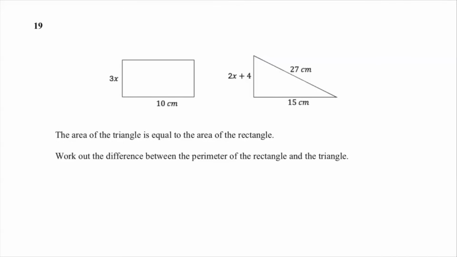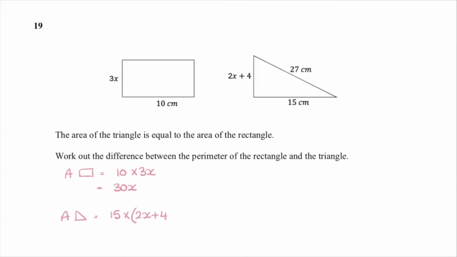So the first line is what is going to help me. They're saying that the area of the triangle is equal to the area of the rectangle. Now, the area of the rectangle is base times height. So it's going to be 10 times 3x, which is 30x. The area of my triangle is base times height. So that is going to be 15 times, and then the height, which is 2x plus 4.